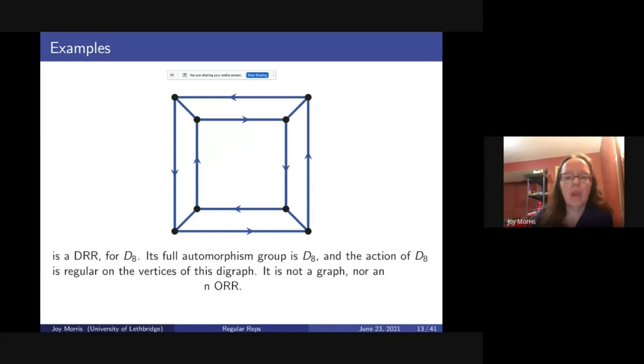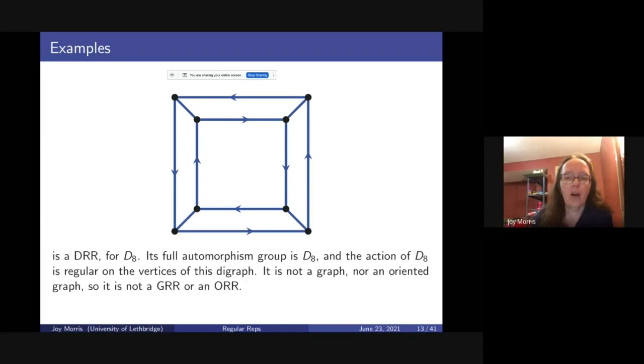It's not a graph and it's not an oriented graph. It's not a graph because some of the edges have directions on them. It's not an oriented graph because some of the edges don't have directions on them. So it's not a GRR and it's not an ORR, just simply because it's not an object of those types.